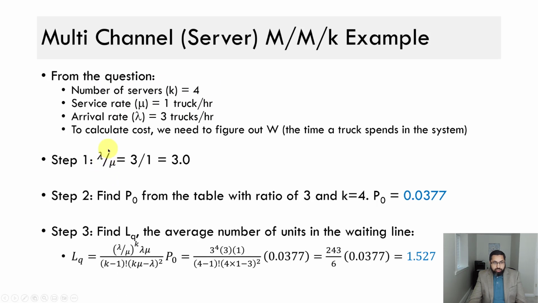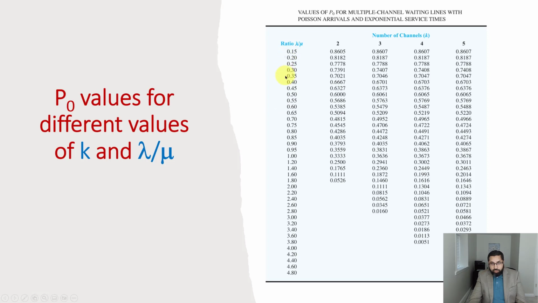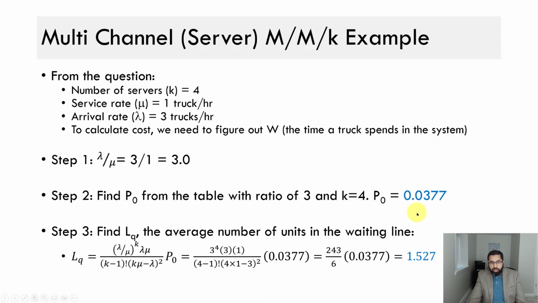So first of all, step 1, we calculate the ratio lambda over mu. This is 3. And then we know K is 4, so we can find P naught from the table. So we go to this table, we go to a ratio of 3 right here. Then we go across to the K equals 4 column, and P naught is 0.0377 from the table. So we go back and we got our P naught as 0.0377.